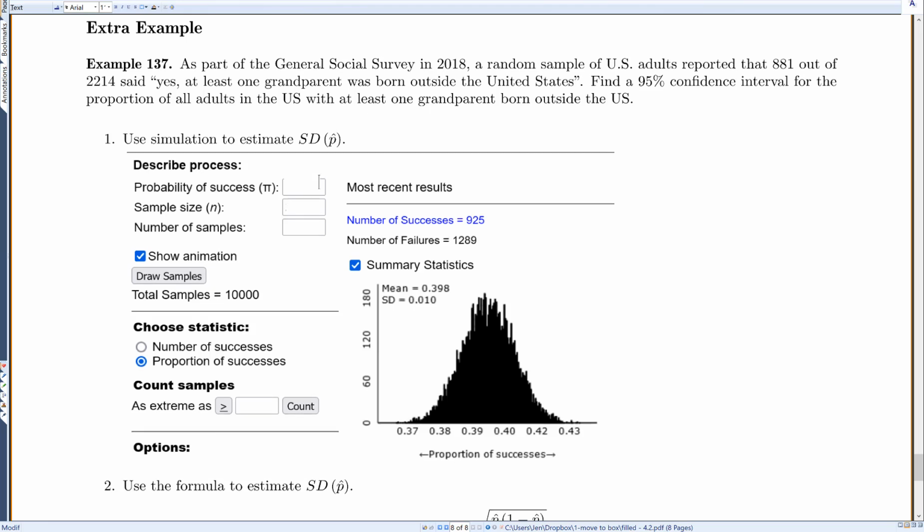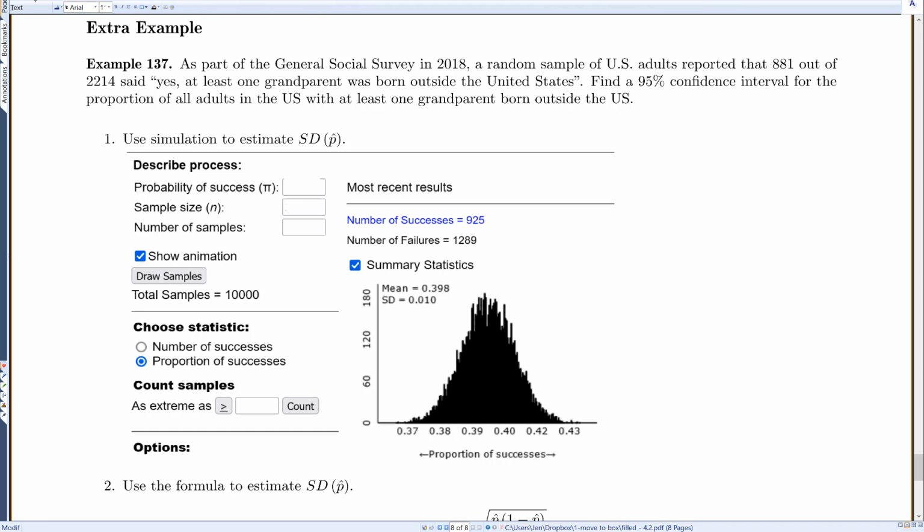Just one more example. As part of the General Social Survey in 2019, a random sample of U.S. adults reported that 881 out of 2,214 said yes, at least one grandparent was born outside the United States. So let's find a 95% confidence interval for the proportion of all the adults in the U.S. with at least one grandparent born outside the U.S.